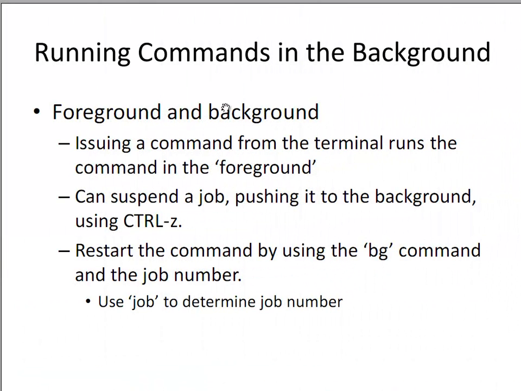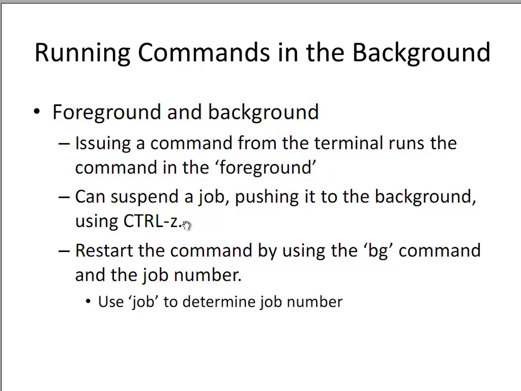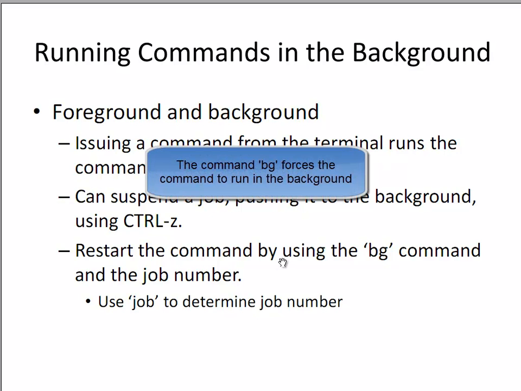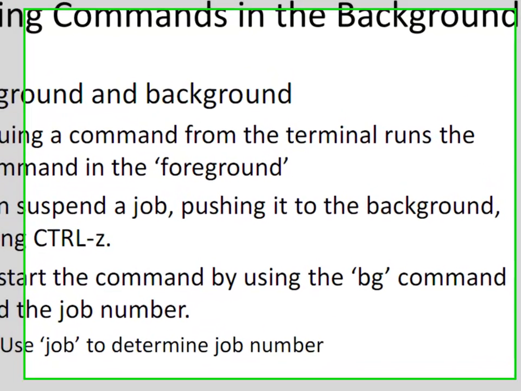Now let's look at how to run commands in the background. When you issue a command from the command line, it typically runs in the foreground. However, you can push your command to the background and still have it run, allowing you to gain access to the prompt. You can suspend a job by using the Ctrl+Z command. And what this does is it suspends the job and allows you to continue issuing commands from the foreground. You can restart the command by using the bg command and the job number. If you don't have any other commands running in the background, then you don't need to use the job number. Let's see how that works.